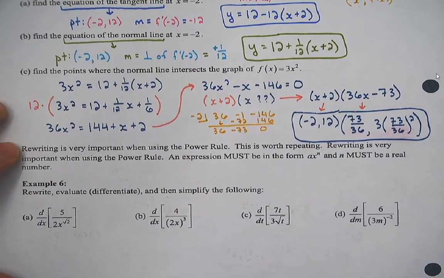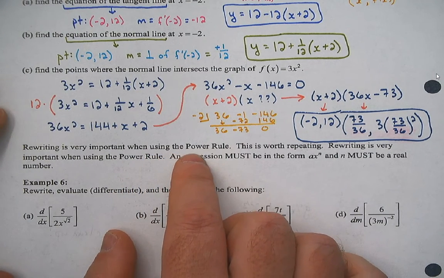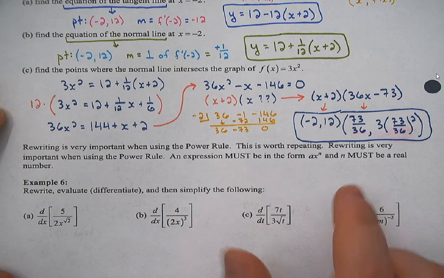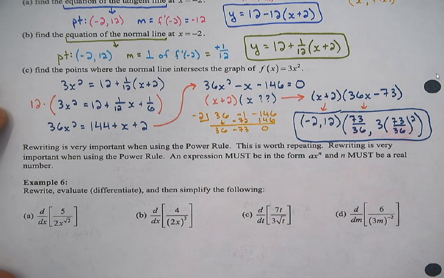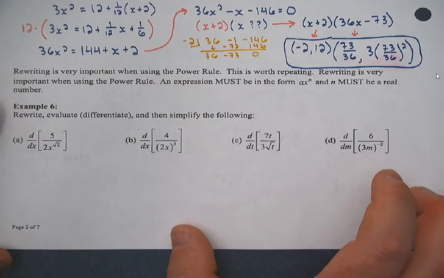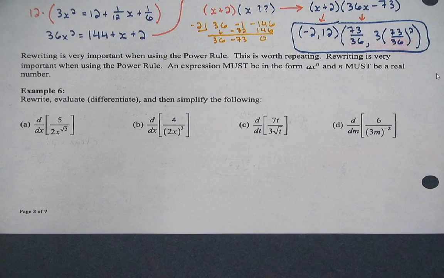Rewriting is very important. We already kind of talked about all this. Rewriting is very important when using the power rule. So rewrite as much as you can. So ax to the n, where n must be a real number. All right, so let's have you try to mess around with some of this. You should be able to do all of these on your own. If you haven't paused yet, I really encourage you to pause and at least do one at a time.